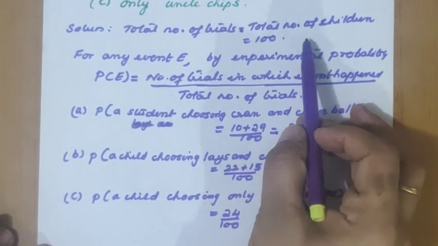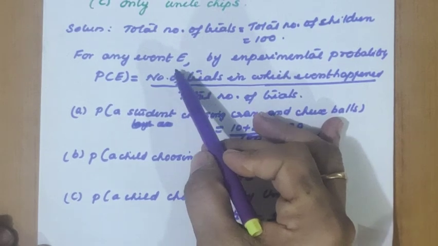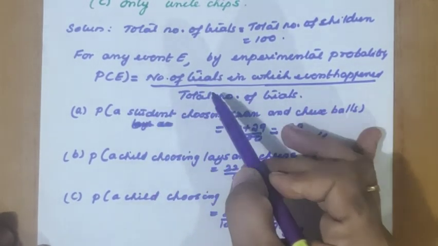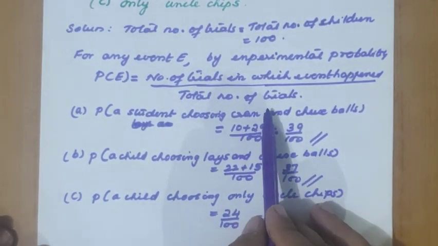Solution: total number of trials, total number of children only, that is equal to 100. So first we have to write the formula for any event E, experimental probability, empirical probability, P of E equal to number of trials in which the event happened divided by total number of trials.